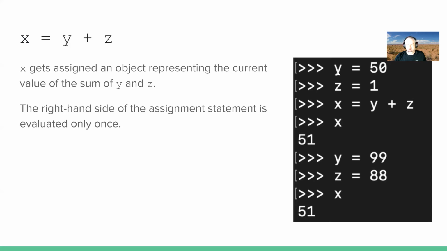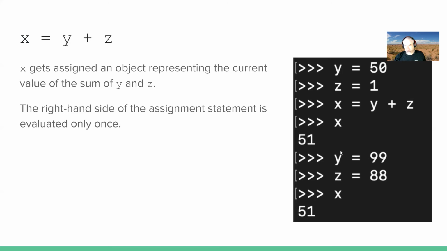Right, so same thing over here. If you create and define a value, you create a variable called y, assign to it the value 50, create a variable called z, and assign to it the value 1, and then you say x is equal to y plus z. What you're effectively saying is x equals 50 plus 1, right? Because y refers to 50, z refers to 1, and so x should be equal to 51, which it is.